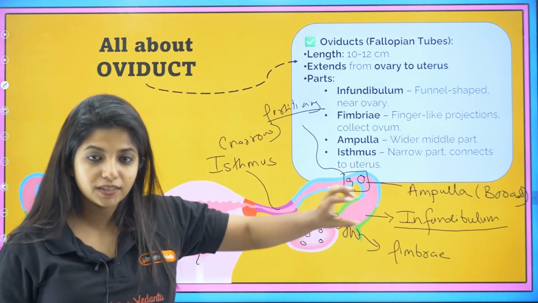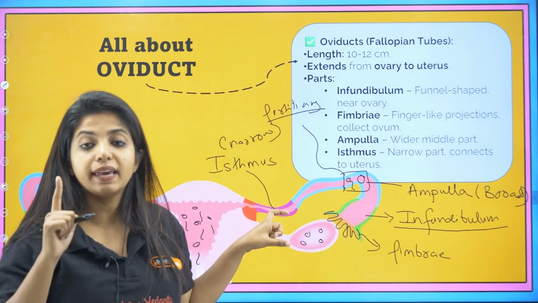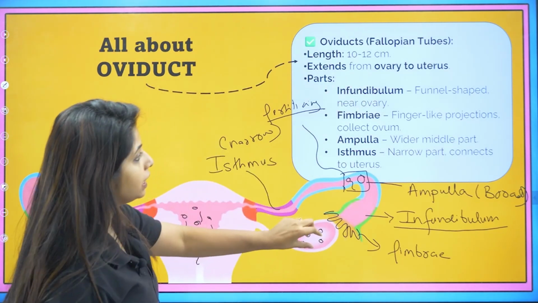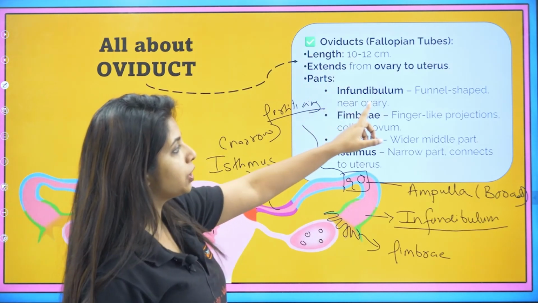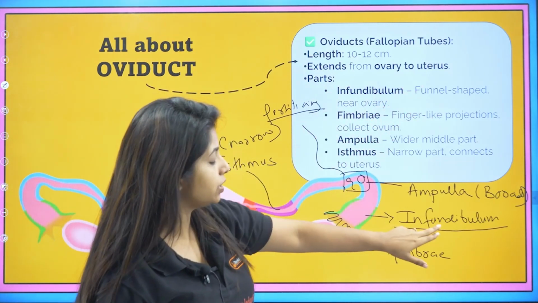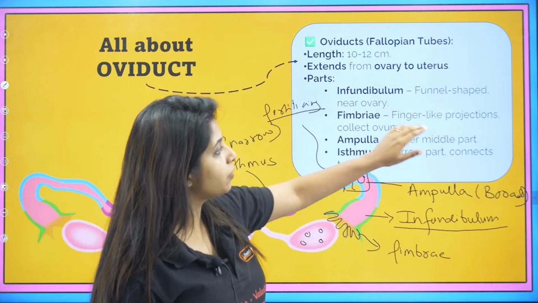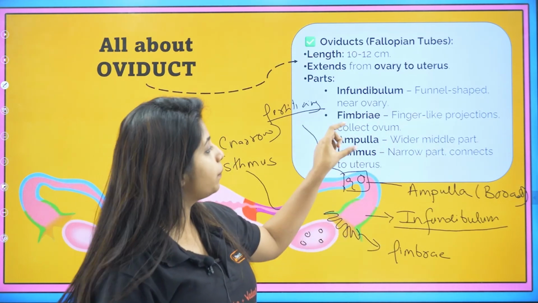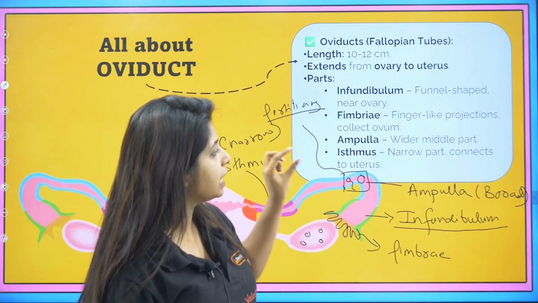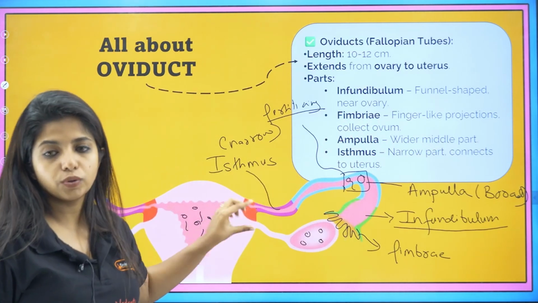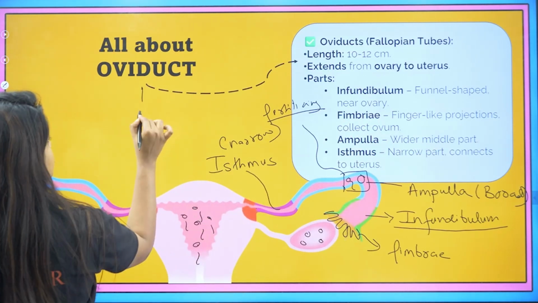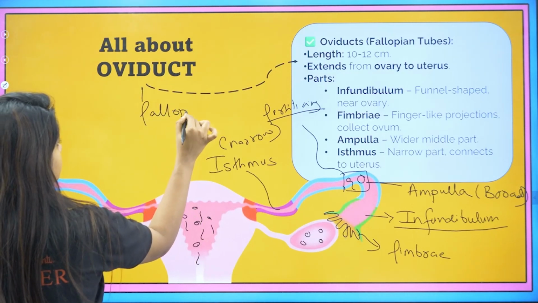This is how it becomes one of the accessory ducts in females. It extends from the ovary to the uterus. The parts are infundibulum, which is funnel shaped near the ovary, and fimbriae, the finger-like projections of the infundibulum that collect the ovum. Ampulla is the wider middle part. Isthmus is the narrow part that connects to the uterus. Done. This is all about the oviduct. You also call it the fallopian tube.